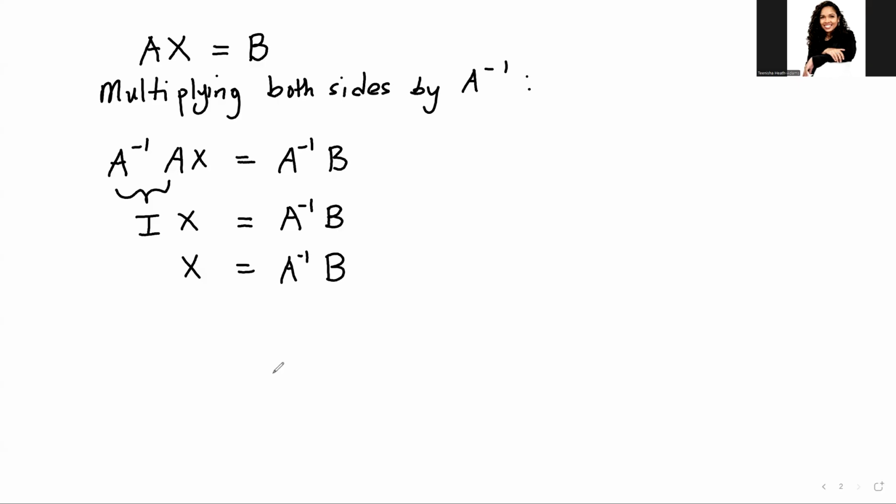So let's see this in practice. So if I had the pair of simultaneous equations, so let's say I have, the first equation is 4x minus 5y is equal to negative 6, my first equation. And my second equation is 3x plus 2y is equal to 7.